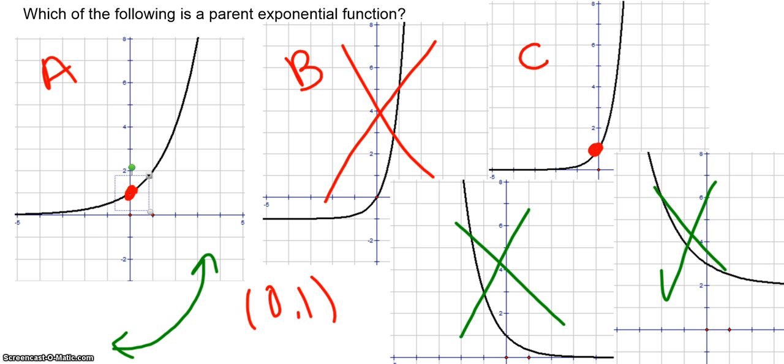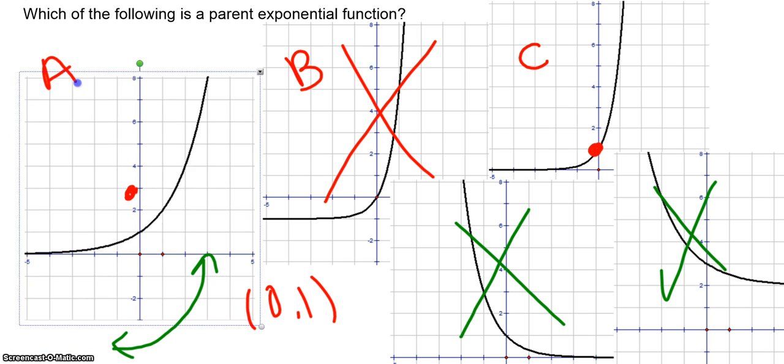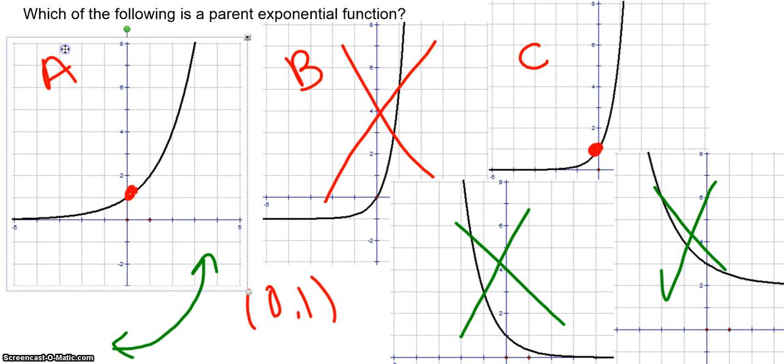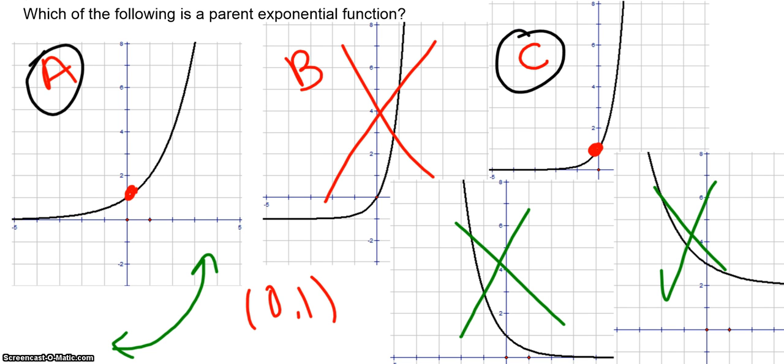The only thing different about these is going to be their b value. The b value on C is going to be greater than the b value on A. So both A and C could be parent functions, and that is okay.